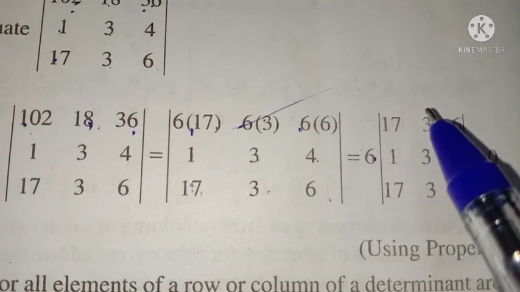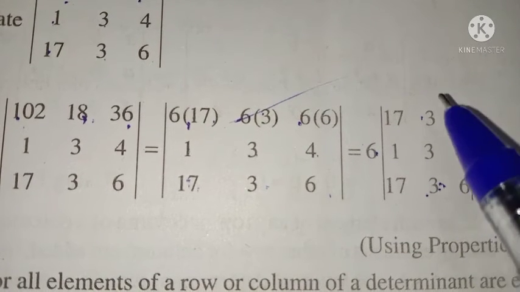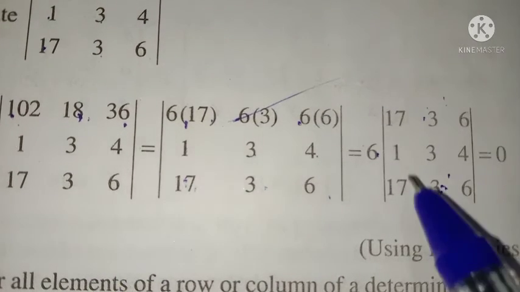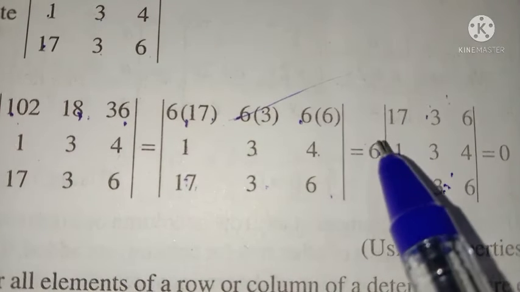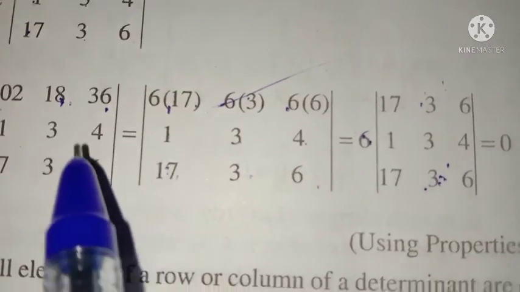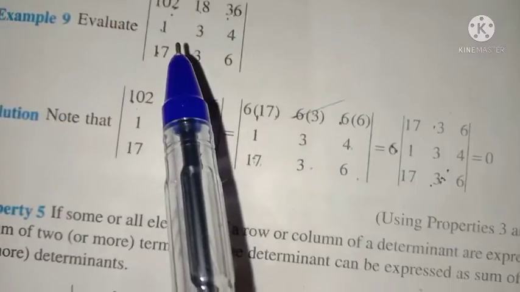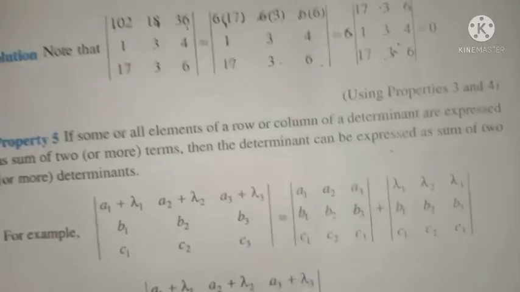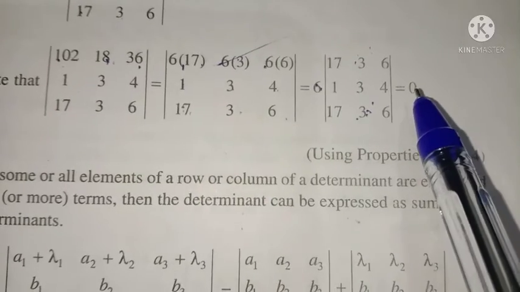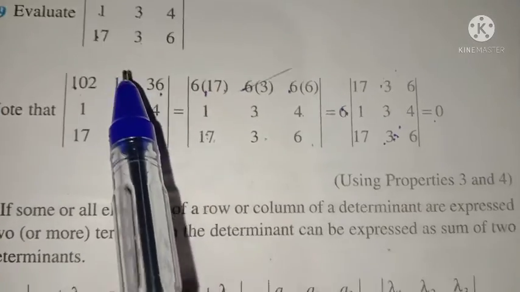Now look here. The first row and third row are both identical. So what happened? If any two rows or columns are identical, by property number 3 the determinant value is equal to 0. So 6 into 0 equals 0. So property number 4 states that if each element of a row or column is multiplied by a constant, then its value gets multiplied by k. That is, this 0 can be written as 6 into 0. So that is our property number 4.